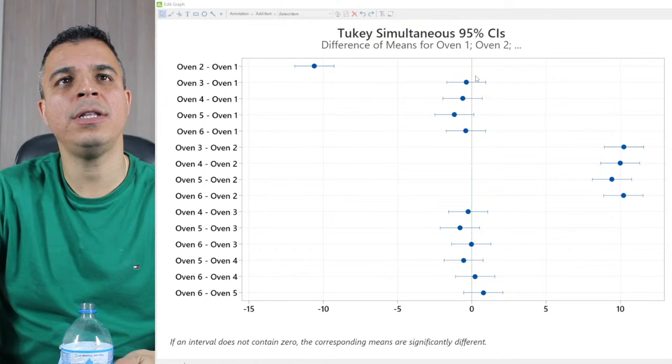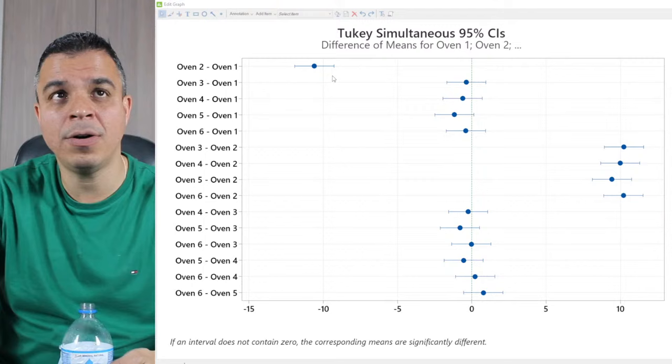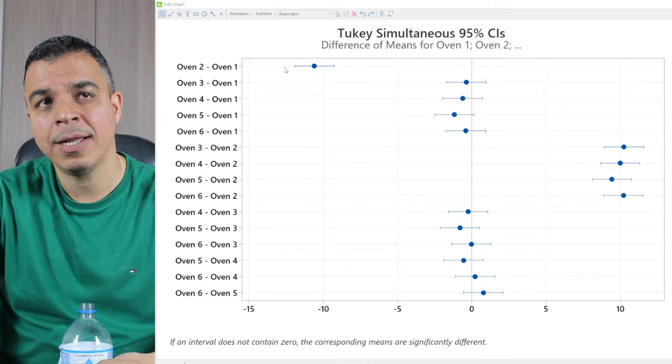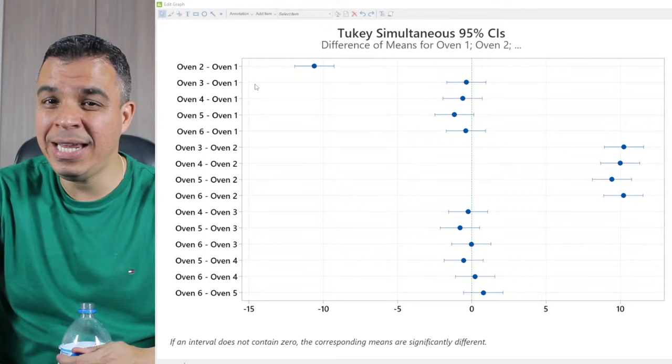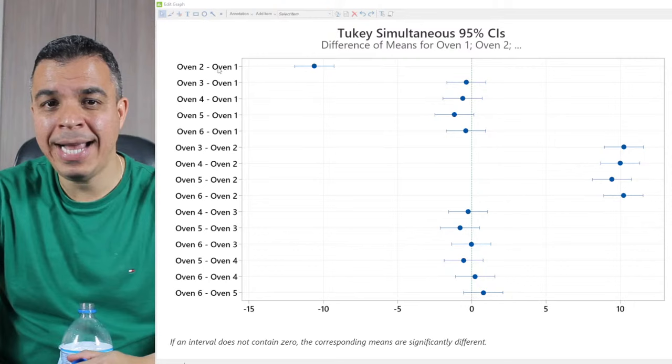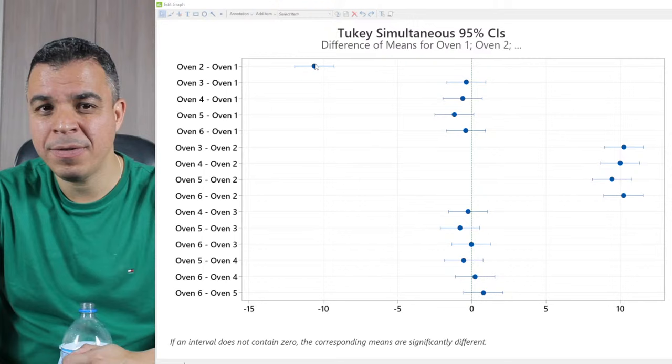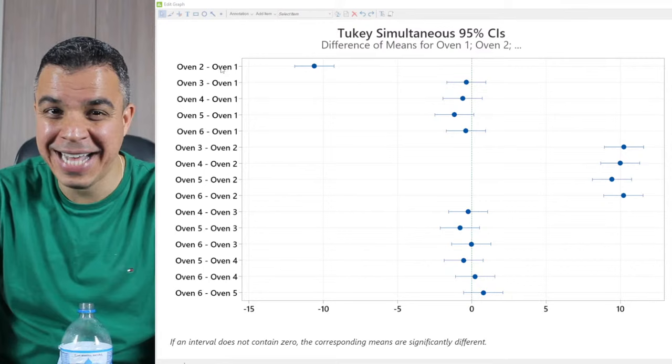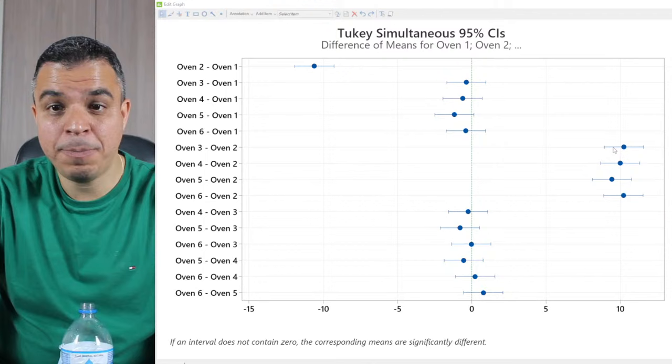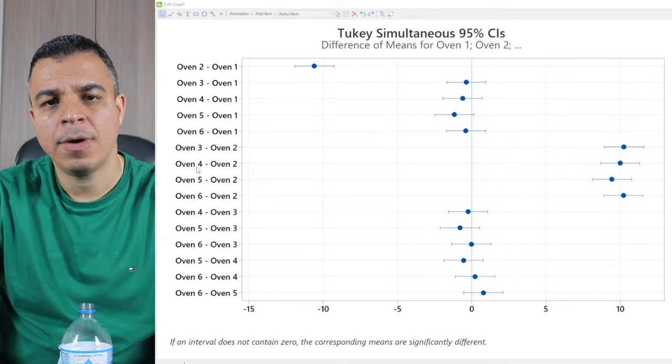So here the difference is not statistically significant. Here it is not. Here it is not. Here it is not. But here it is. So the difference between oven 2 and oven 1 is statistically significant. And by the way, it's negative, meaning that oven 2 minus oven 1, if the mean is negative, it means what? That oven 1 has a higher temperature than oven 2. And here it is positive, meaning oven 3 has a higher temperature than oven 2. Oven 4, higher temperature than oven 2. Oven 5, higher temperature than oven 2.